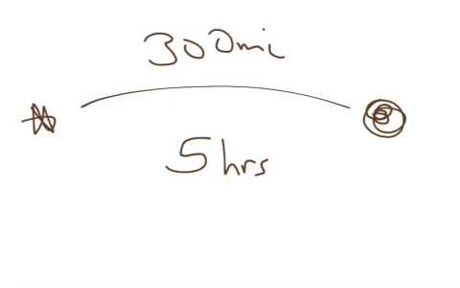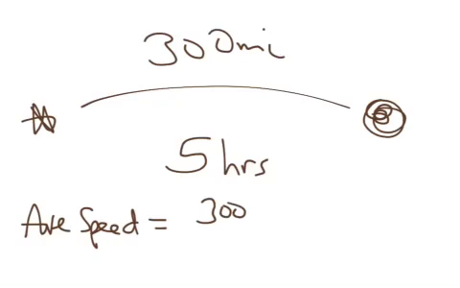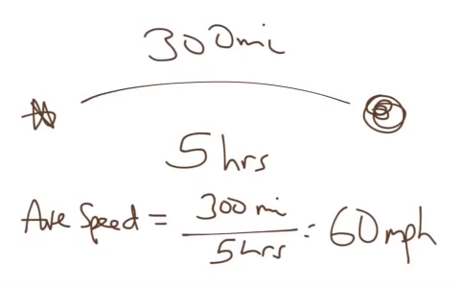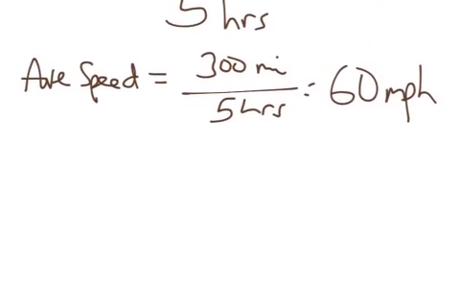Well, what's my average speed for the trip? Well, of course, it would be the 300 miles divided by the 5 hours, and we would get 60 mph, 60 miles per hour. Well, in class, I asked, what does that 60 miles per hour tell us?